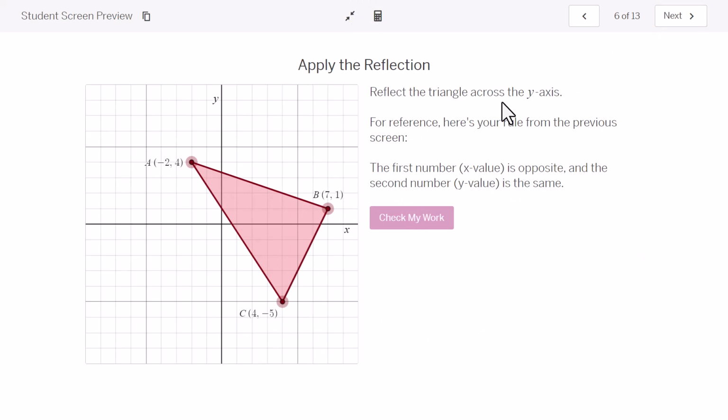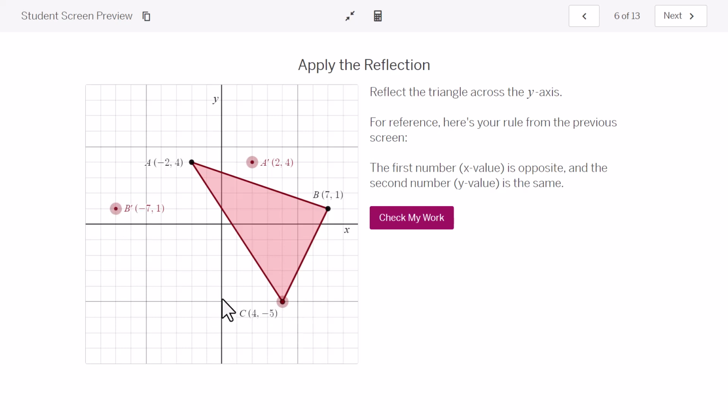We're going to reflect the triangle across the y-axis. And our rule from what we just wrote was that the first number is going to change to the opposite, and the second number is going to stay the same. So the first number in A is going to change from -2 to +2. The second number is going to stay the same. So -2 to +2, and the second number stays the same. Let's do it with B. So this will become -7 and +1. There it is. And you'll notice the little apostrophe, the prime mark, when it's marking the image.